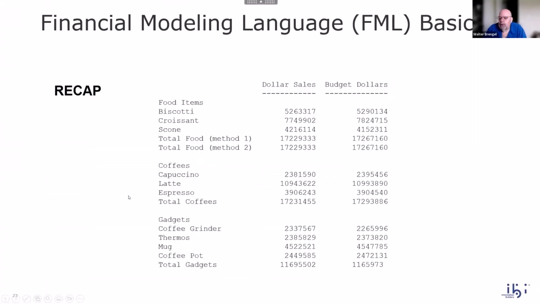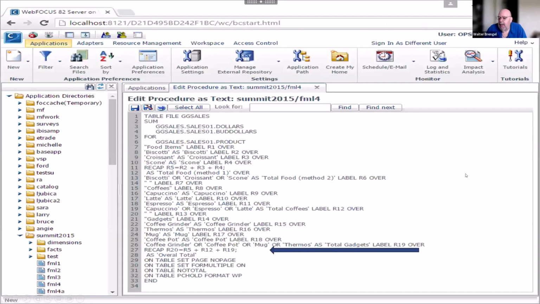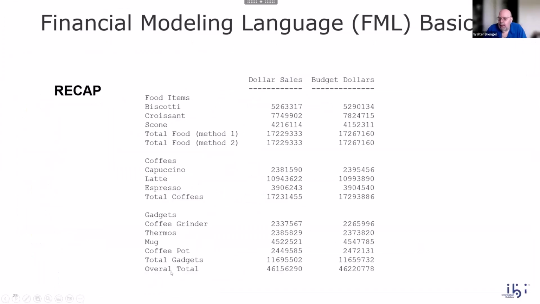All right, so here's our report so far. Food items, biscotti, croissant, scone, total food, the two different methods, just to show you, you do get the same values. All right, so what else can we do to this? How about we add a grand total? So I'm going to recap R20, row 5 plus row 12 plus row 19. So that gives us the overall total. And at the bottom, we see the overall total. And for those of you that are awake, there is a misspelling.